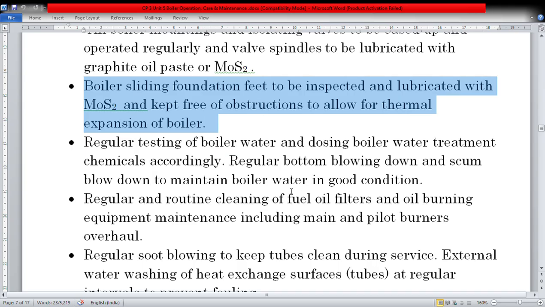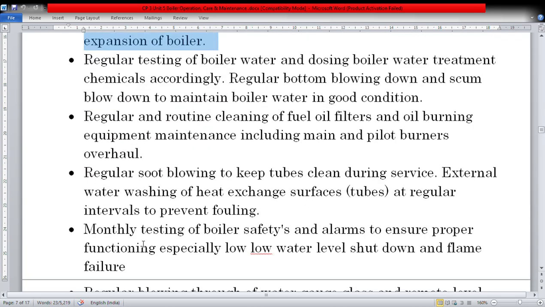Regular and routine cleaning of fuel oil filters and oil burning equipment maintenance, including main and pilot burners. Generally we do it in the sailing period, because when the auxiliary boiler is not running, we are using either the economizer or the exhaust gas boiler. Before reaching the port we do the maintenance of the pilot burner and main burner. Regular soot blowing to keep tubes clean during service.